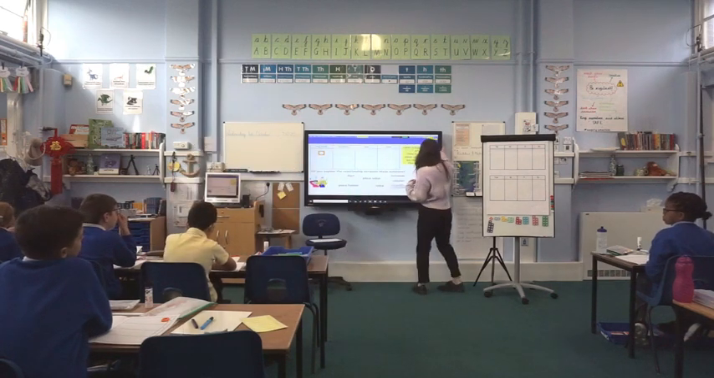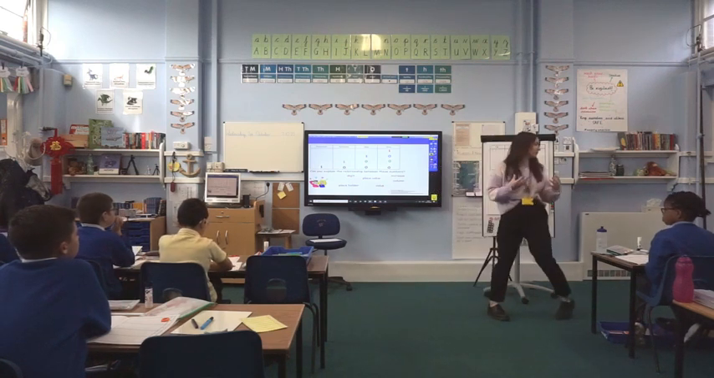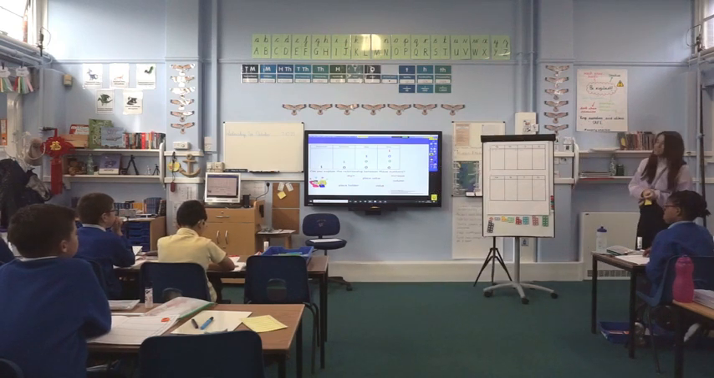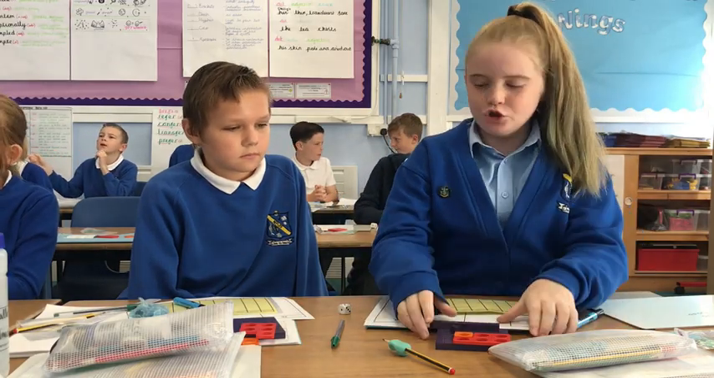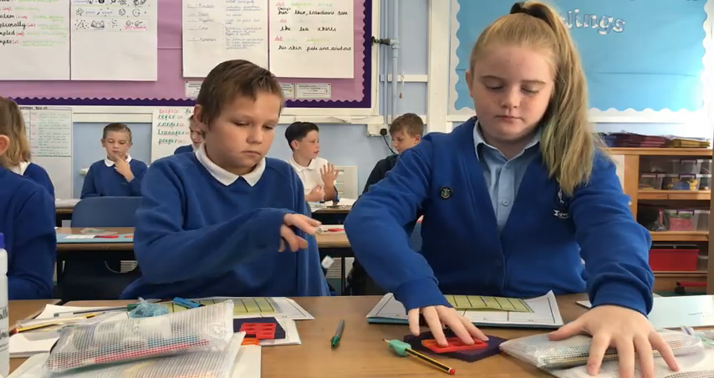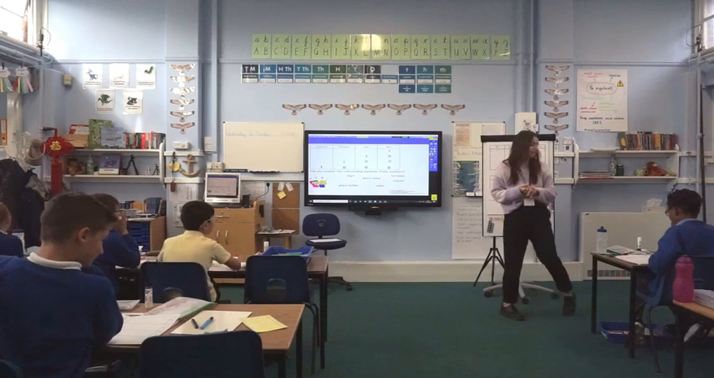Fantastic. Now, let's have a little look. Here we go, so those are those values written numerically. What's the relationship between the numbers then? Talk to the person next to you. What is the relationship between those numbers? Right. So what can you tell me about the relationship with those numbers?